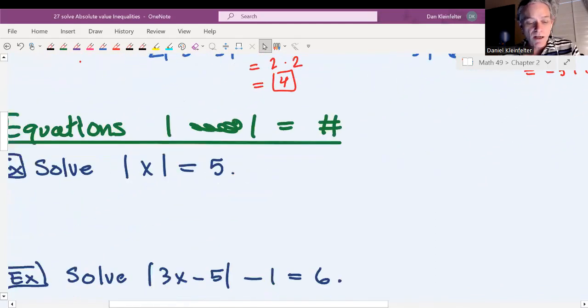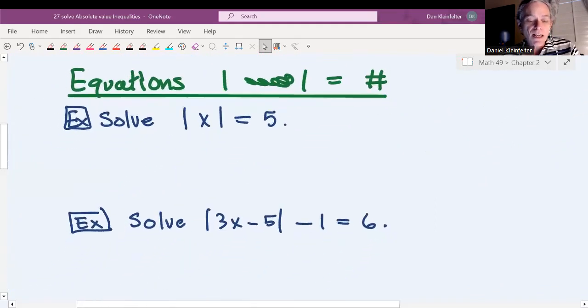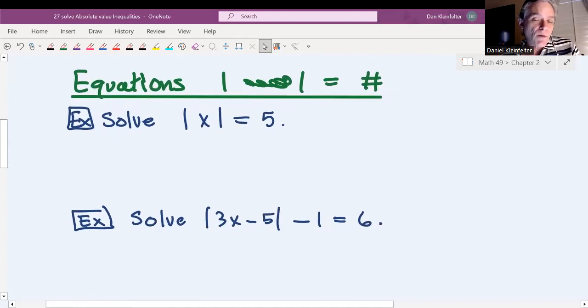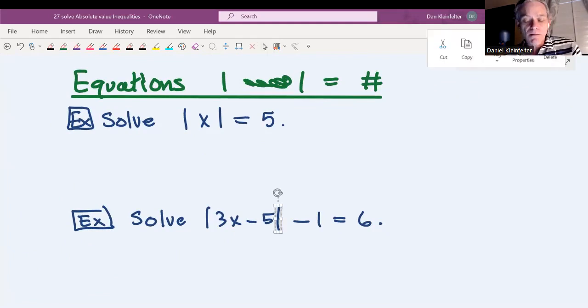We want to start working on equations next. There are a couple of different formats of equations that we're going to look at. The first kind of structure would be the absolute value of something equal to some number. For example, the absolute value of x equals 5. We're trying to solve that, so we're trying to find any and all values of x that are 5 units away from 0.